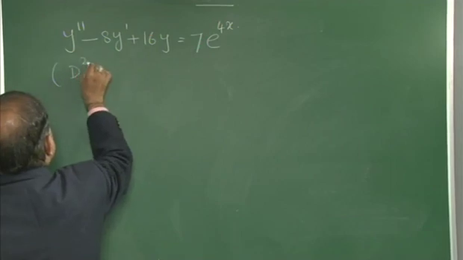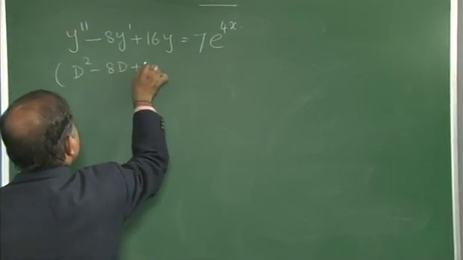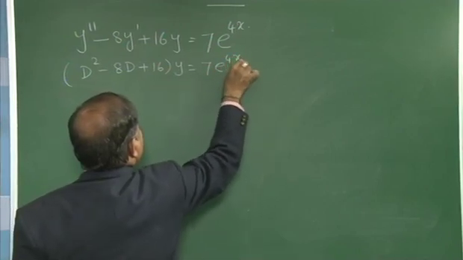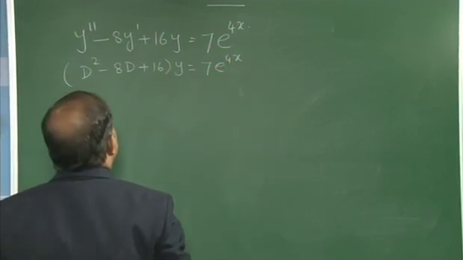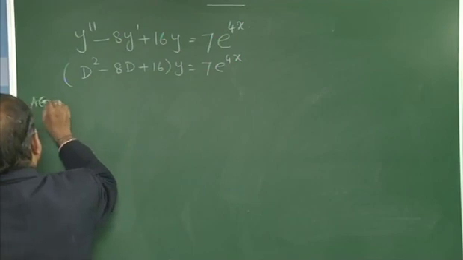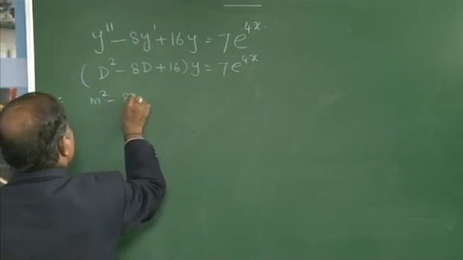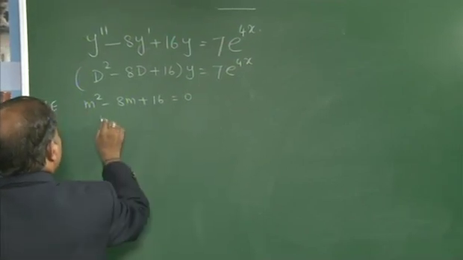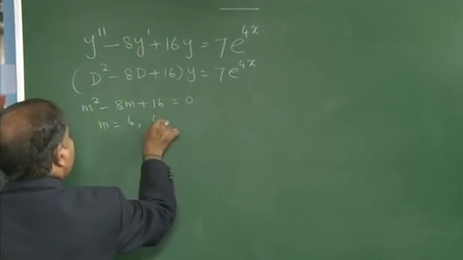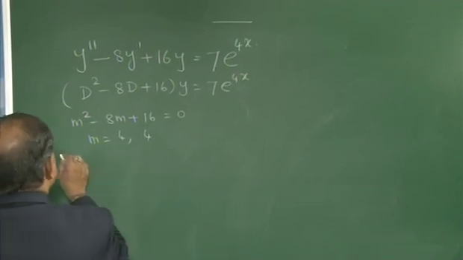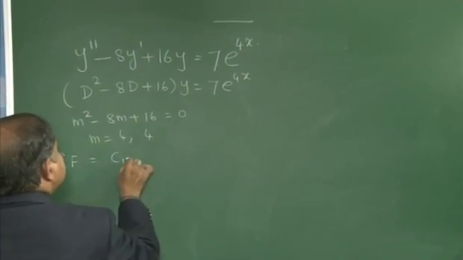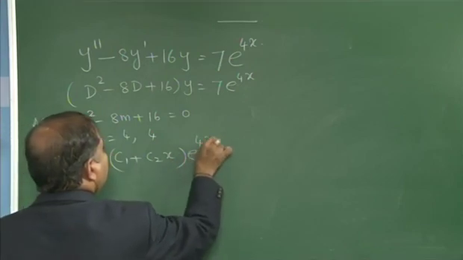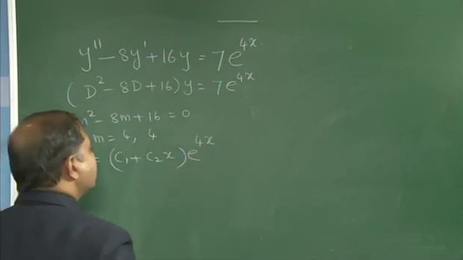D squared minus 8D plus 16, equals 7 e power 4x. Write the auxiliary equation: m squared minus 8m plus 16. What are the roots? 4, 4. What is the CF? C1 plus C2 x into e power 4x. Now the PI.